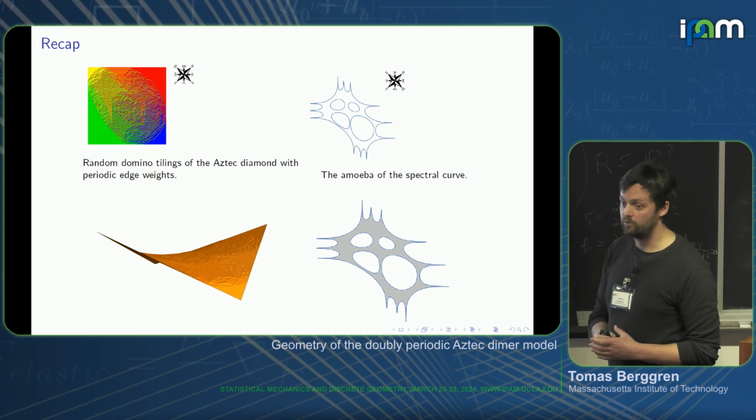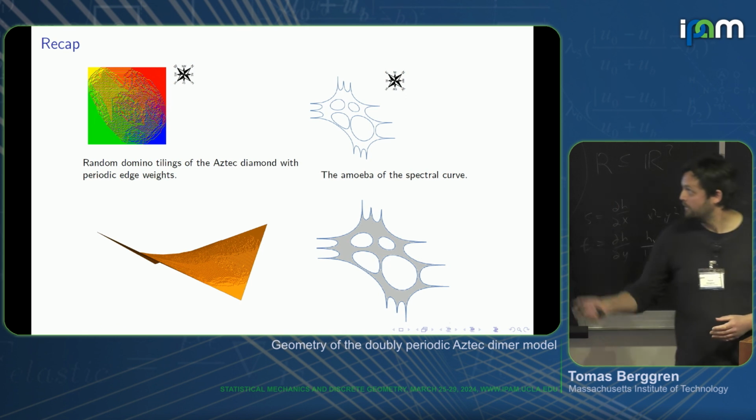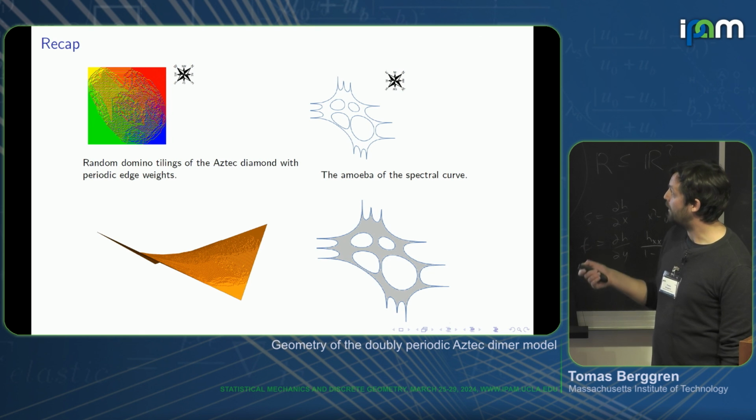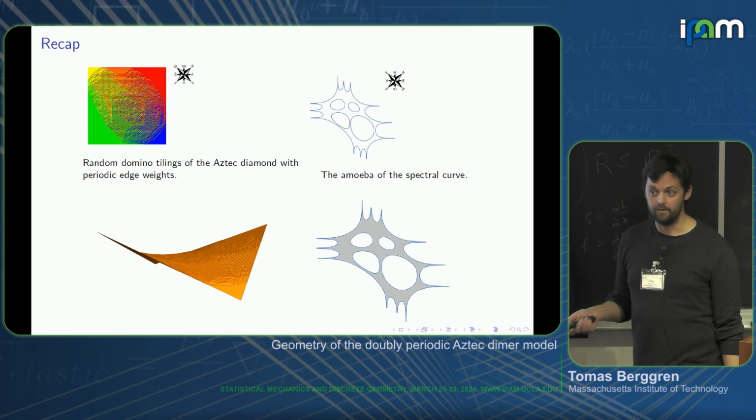Okay, so just a short recap. I think now you recognize these objects, right? You have seen how the Aztec diamond is connected with the amoeba, and also how you can parameterize this limit shape in terms of the amoeba.